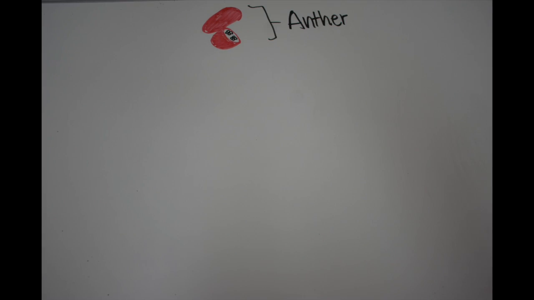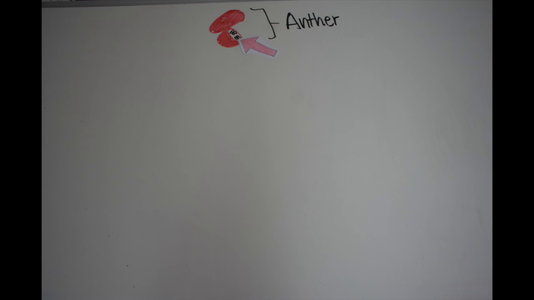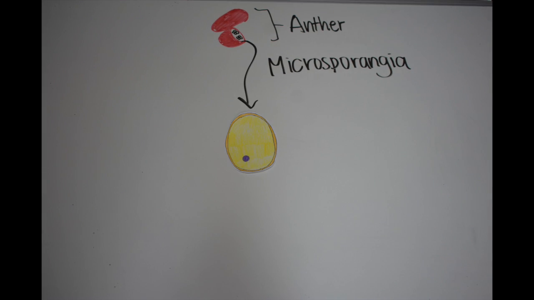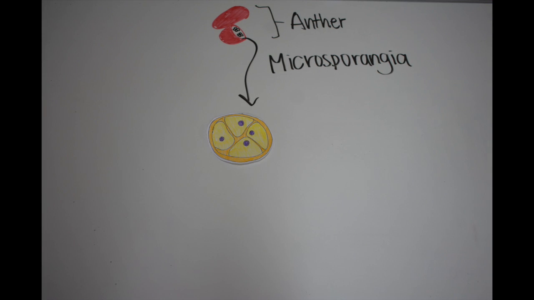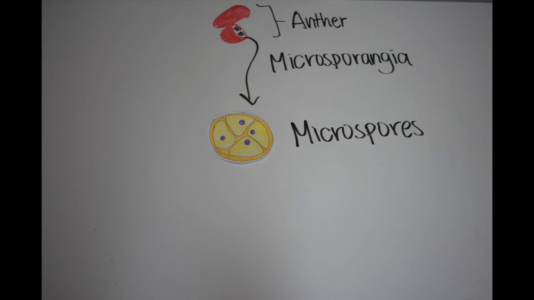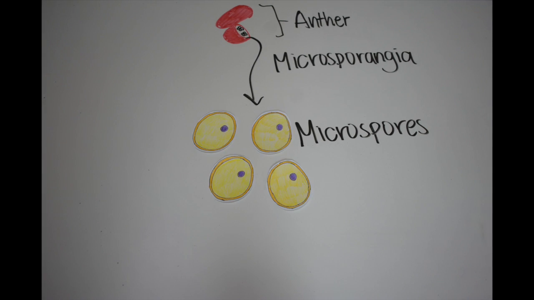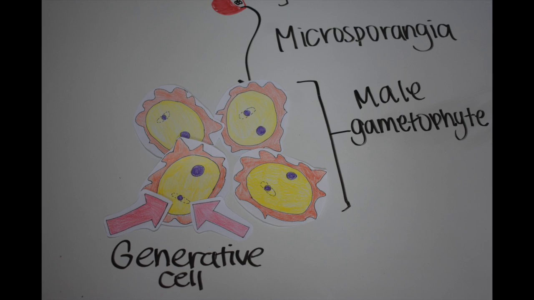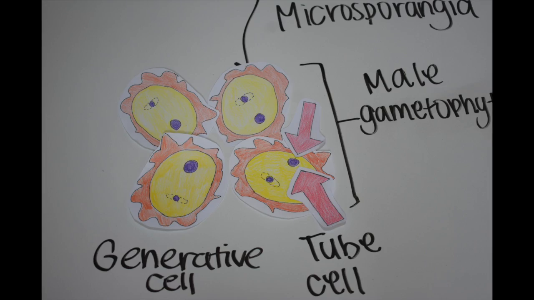Within the microsporangia or pollen sacs of each anther is where the male gametophyte develops. Each microsporangium contains diploid microsporocytes, and they all go through meiosis to produce 4 haploid microspores, developing into a pollen grain. The mature pollen grain will form 2 sperms and a tube cell.